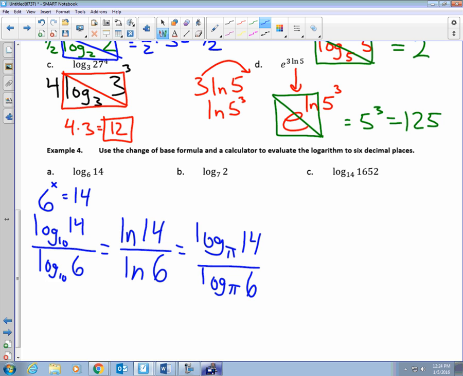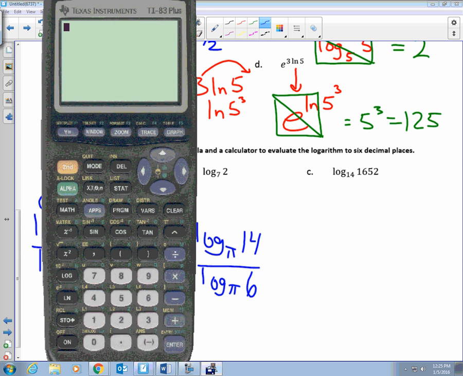So I generally type in natural log. Sometimes people get angry. They're like, why don't you just press log? Well, because it's a free country. Do what you want. So I'll type it in. And so we've got natural log, or log, whatever you want, of 14 divided by natural log of 6. And make sure you close your parenthesis.